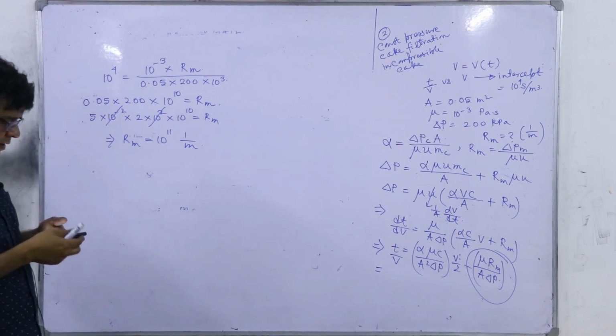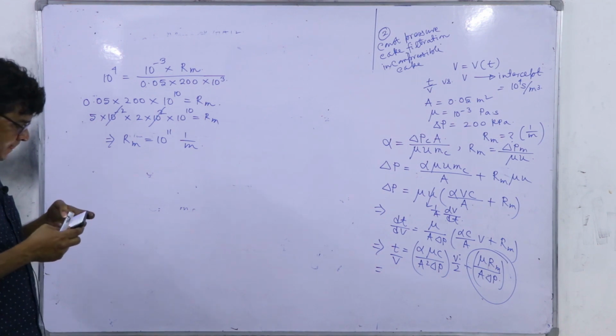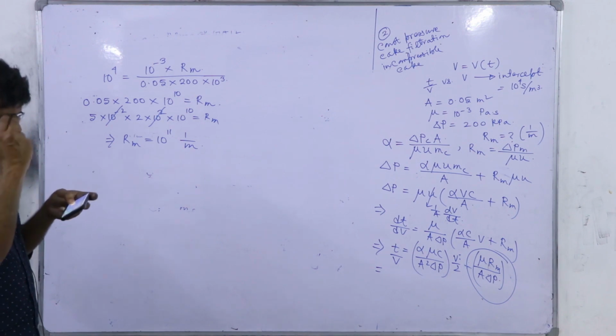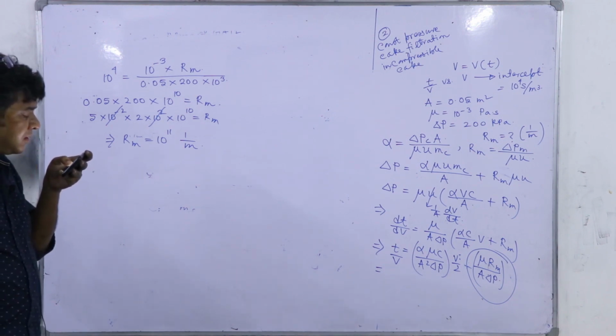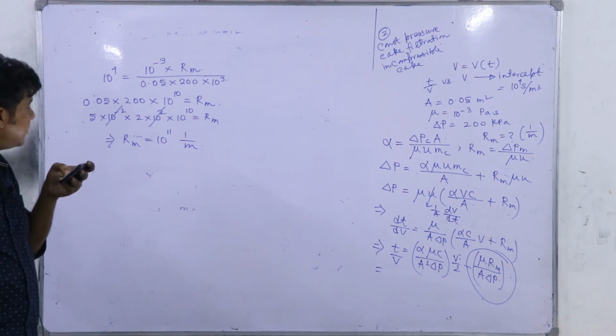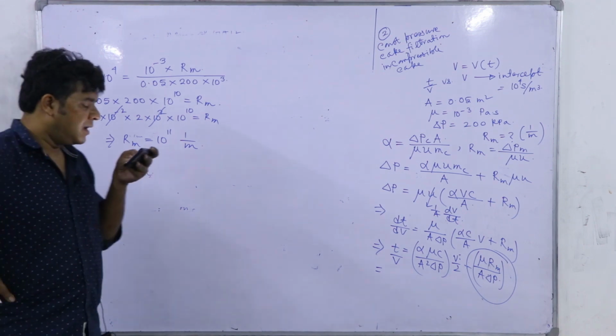This is probably this 2020 problem. Here, option A is 1 into 10 to the power 9, B is 1 into 10 to the power 10, C is 10 to the power 11, and D is 10 to the power 12. So, my answer will be C.